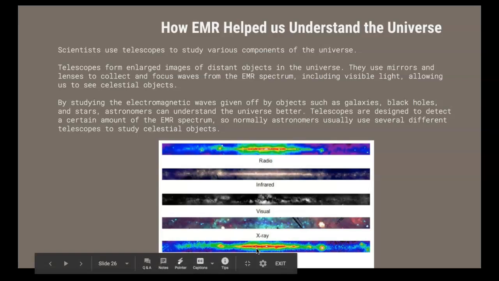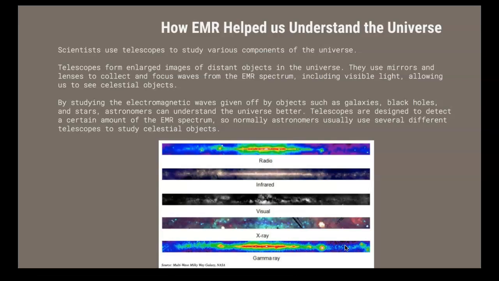So for example, this is a bunch of pictures from different types of telescopes of the Milky Way, which is the galaxy that we live in. Radio waves, infrared, visible light, X-rays, and gamma rays. Those are all different examples of what the Milky Way actually looks like, which would be telling us different information about the Milky Way, and we can study it further.